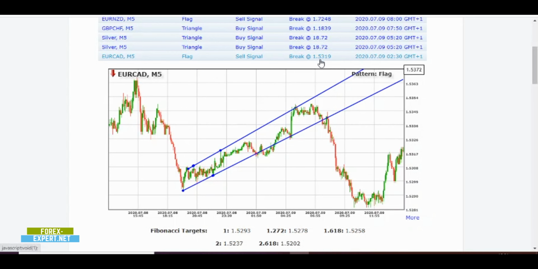We have a sell signal break at 5319. So at first, the price failed to fall down, continuing the downtrend here. As you can see, the ripeness of the flag is pretty high, and the price continued to go up and retested this level around 53.45. As you can see here on the left side of the chart, we have a head and shoulders. This is the left shoulder, the head, and the right shoulder here. And the price just retested this previous level and then went down.